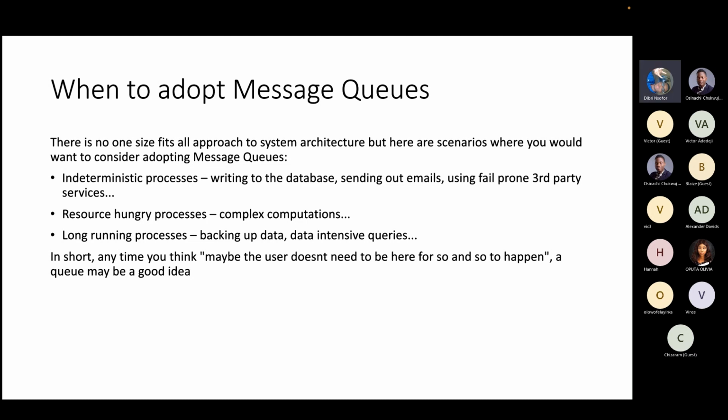what type of scenarios would be good to adopt messaging queues? So we have three major processes. We have the indeterministic processes, these are basically idempotent processes, so processes that can't fail.